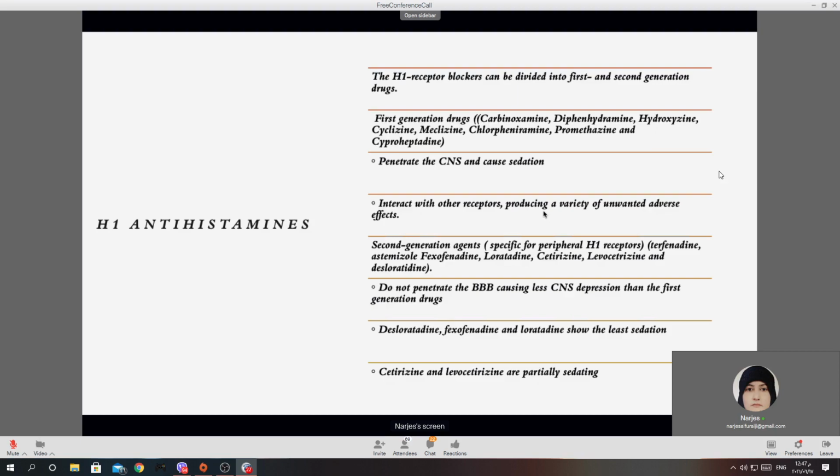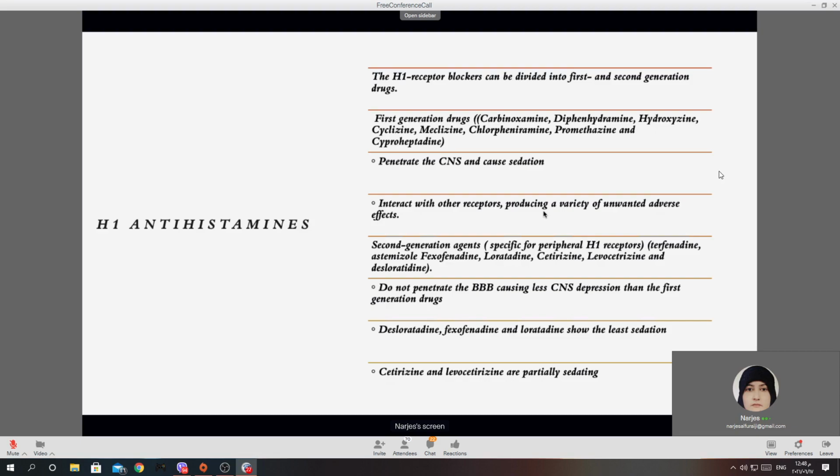So what characterizes these drugs? The first generation antihistamines can penetrate the central nervous system, causing sedation. They can also interact with other receptors and produce unwanted adverse effects.